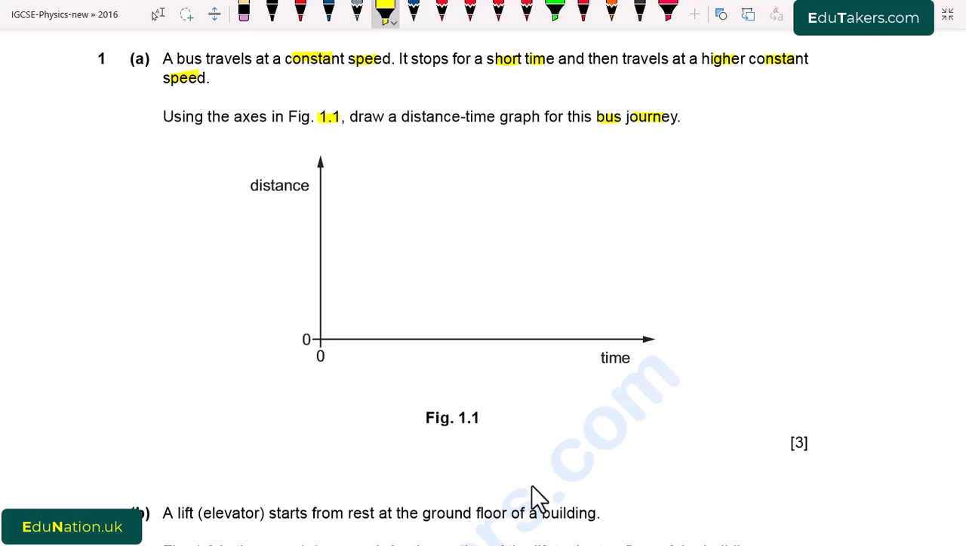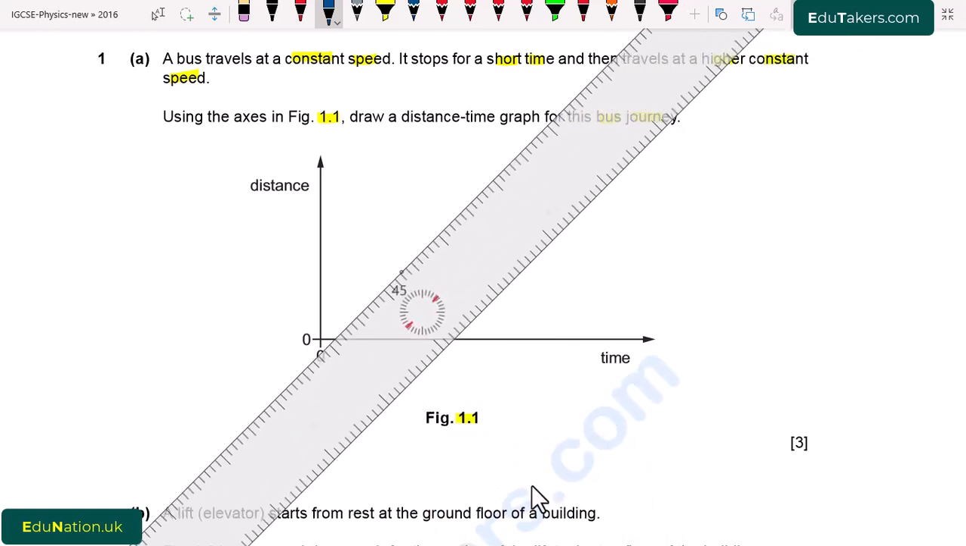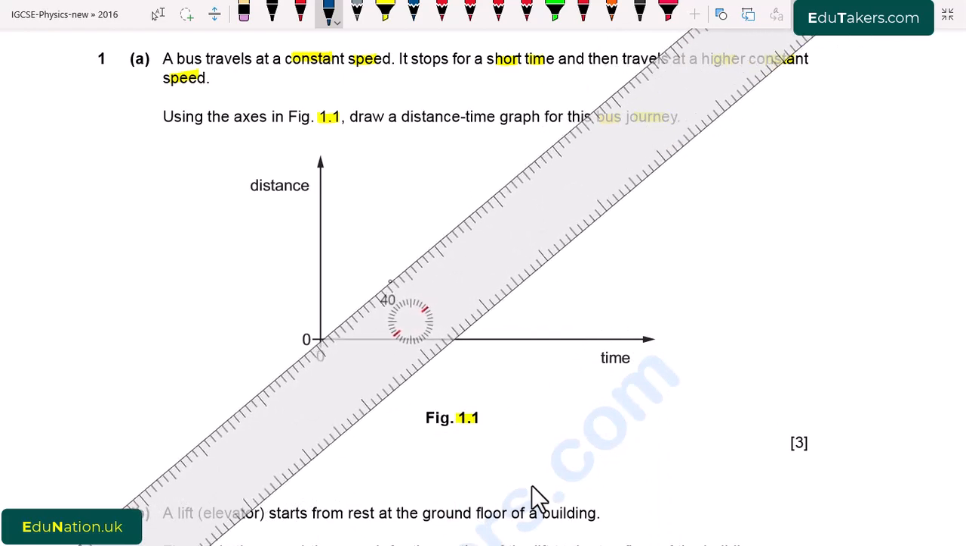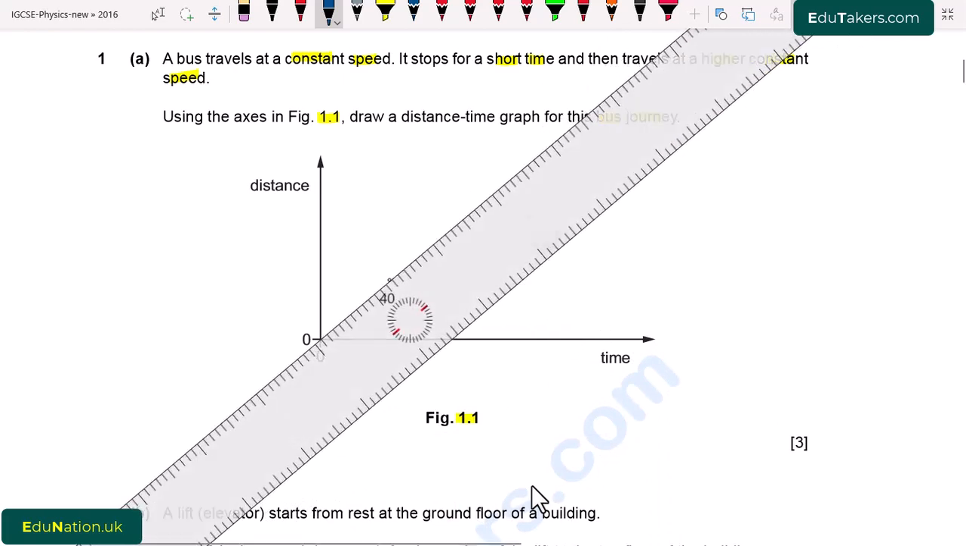So first of all, here is figure 1.1. We can see that this is a distance time graph. Distance is taken along the y-axis and time is taken along the x-axis. We have to draw the graph for the motion of the bus. First of all, the bus travels at a constant speed. Constant speed means that with the passage of time, the bus also covers distance, so it will be a straight line. So for the constant speed, I am going to draw the line. It will be like that.